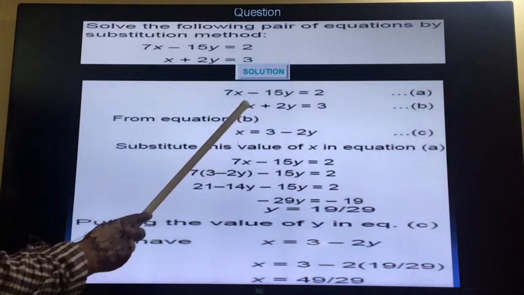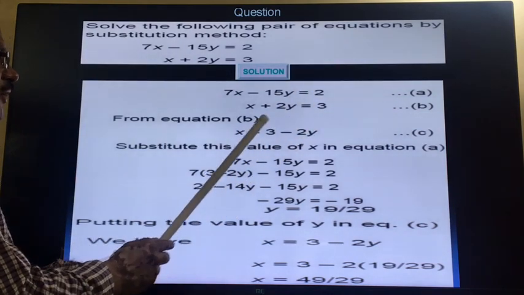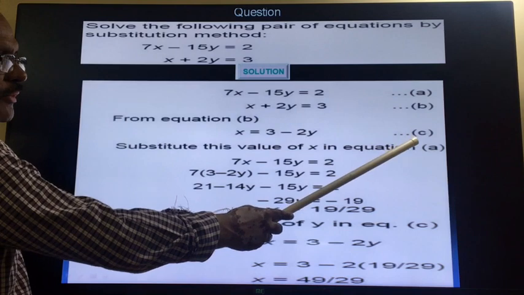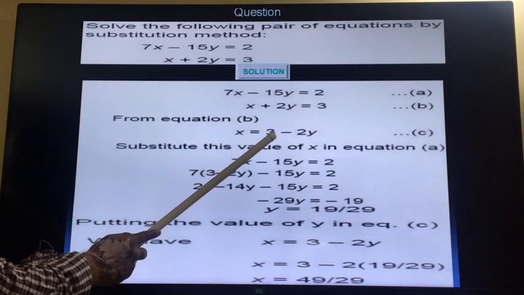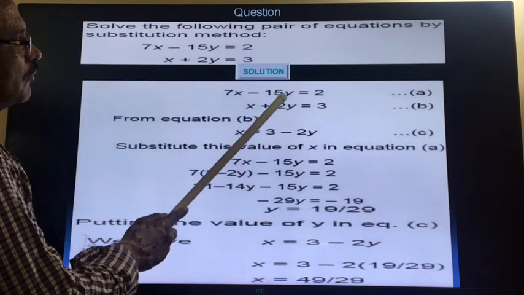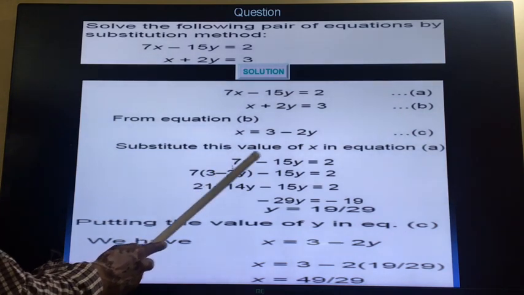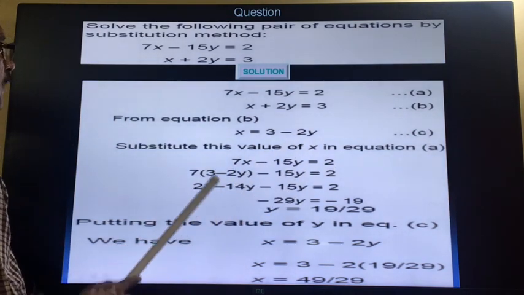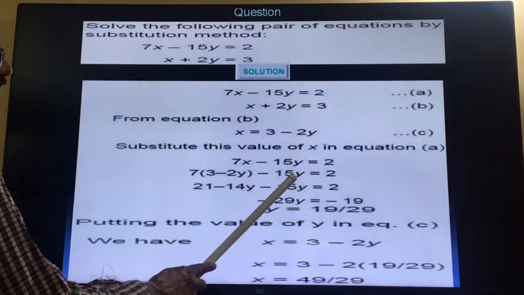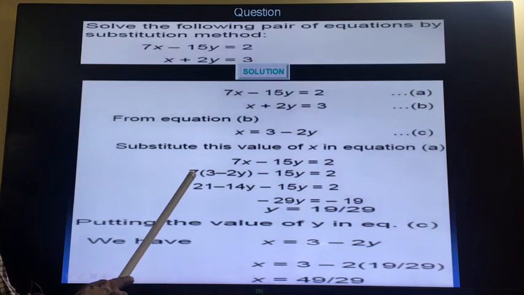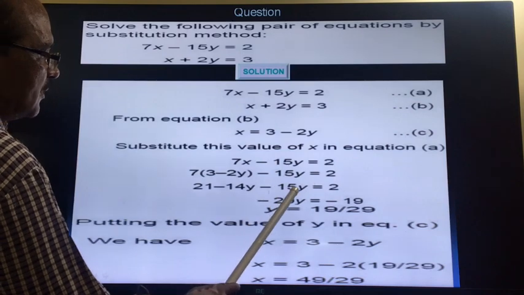From equation b, x we will keep on the left side, 2y we will transfer to the other side, so we will get the value of x. x is equal to 3 minus 2y. This is equation number c. We got this from equation number 2. Now we will put this value of x in the first equation. The first equation was 7x minus 15y is equal to 2. So in place of x we will write 7 times (3 minus 2y) minus 15y is equal to 2. Now open the bracket: 7 into 3 is 21 minus 7 times 2 is 14y minus 15y is equal to 2.